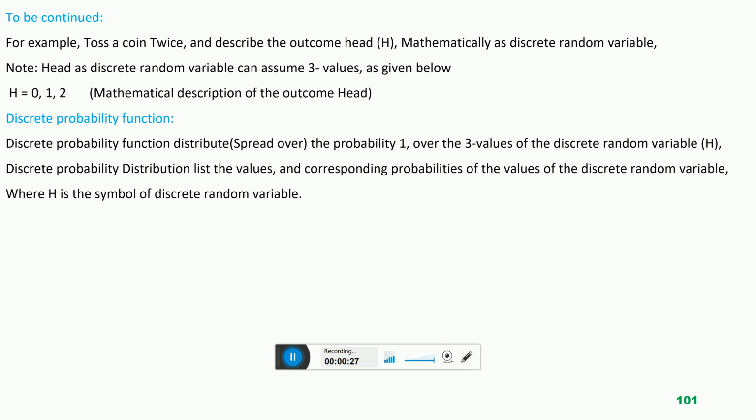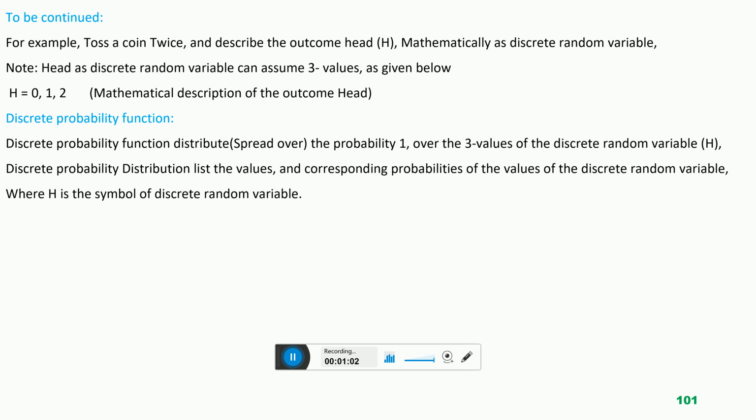So discrete probability function is used to develop the probability distribution table for an experiment. And what is probability distribution table? Probability distribution table will simply list the values of the random variable of the experiment, as well as the probabilities of the values of the random variable.